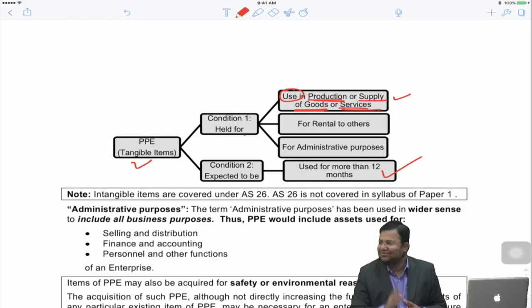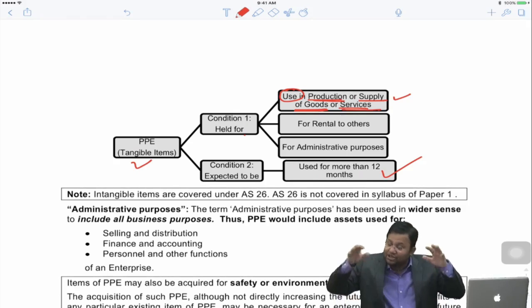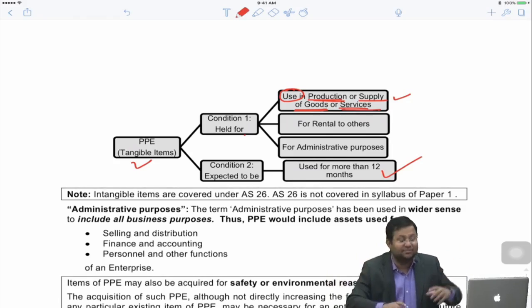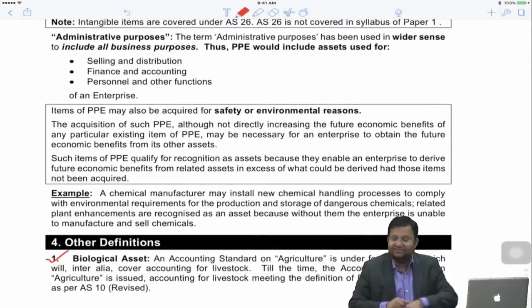What is your knowledge, third class. That canopy is also PPE. It is not actually the asset which is used in providing service. Any other asset which is basically to meet the safety or environment reasons is also covered as a PPE.